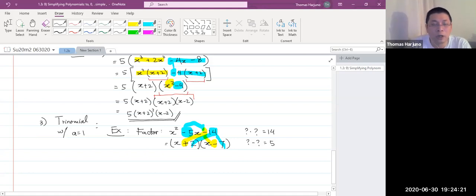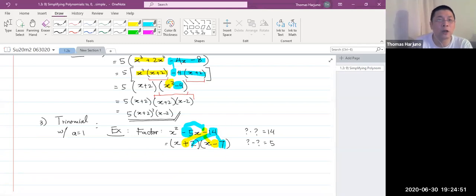Now, I think the first key that you need to keep in mind is that if the constant term is negative, then the signs here must be different for sure. Then from there you see, what times what is 14, but the difference is negative 5. It's 7 and 2, but because I need negative 5, then the larger number I put on the negative side.